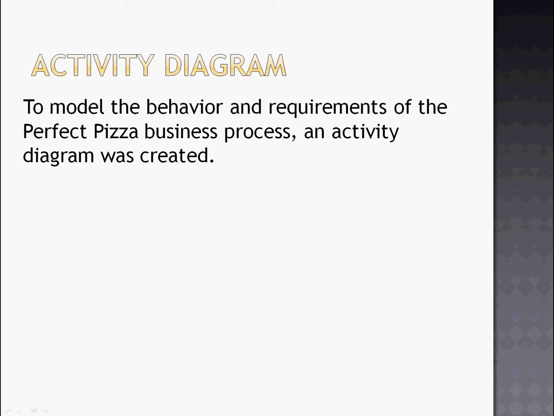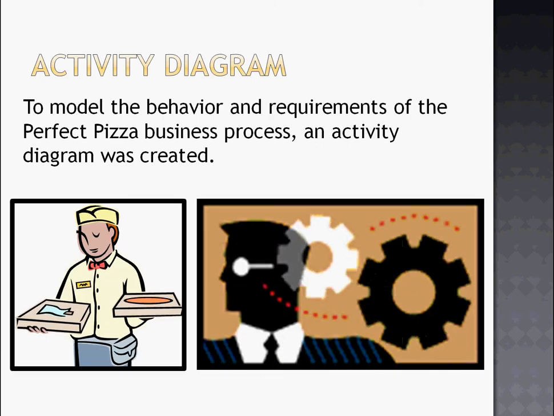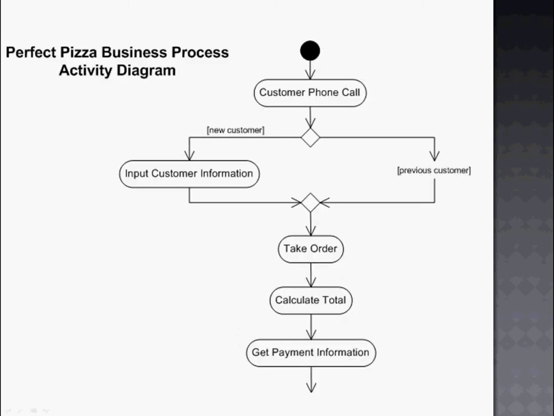Based on the requirements of the business process, an activity diagram was created. The activity diagram will provide a framework for fleshing out the take order use case. For visibility, the activity diagram has been split into two parts. From the initial node, the first action has been designated customer phone call. This action leads to a decision node. If the guard condition new customer exists, the input customer information activity will be executed. Otherwise, the control flow will pass on to the merge node with no activity. The next activity is take order, followed by calculate total, then get payment information.